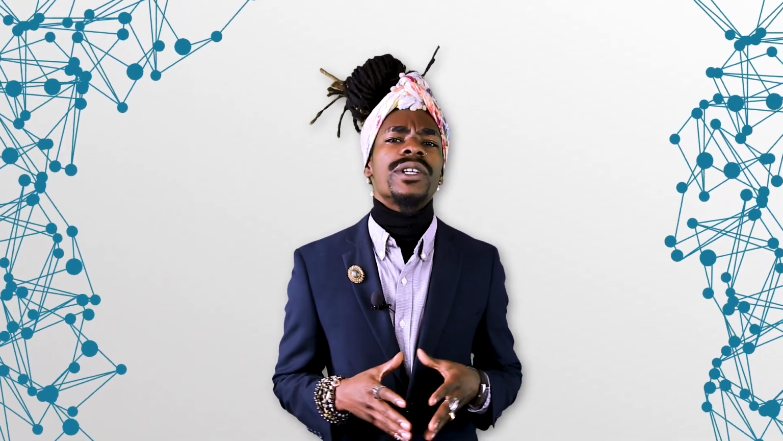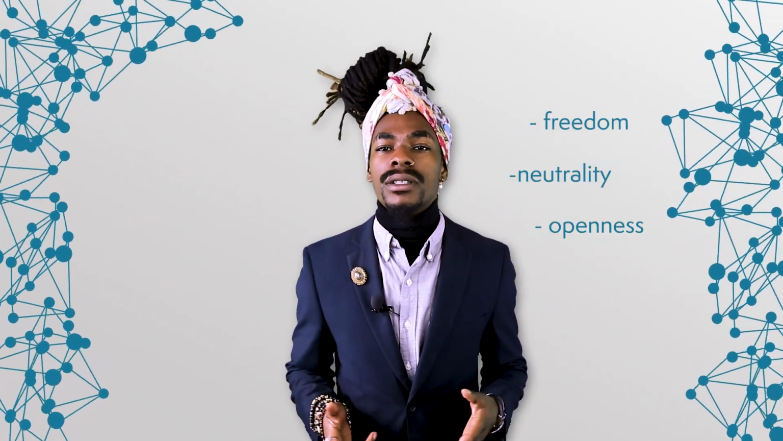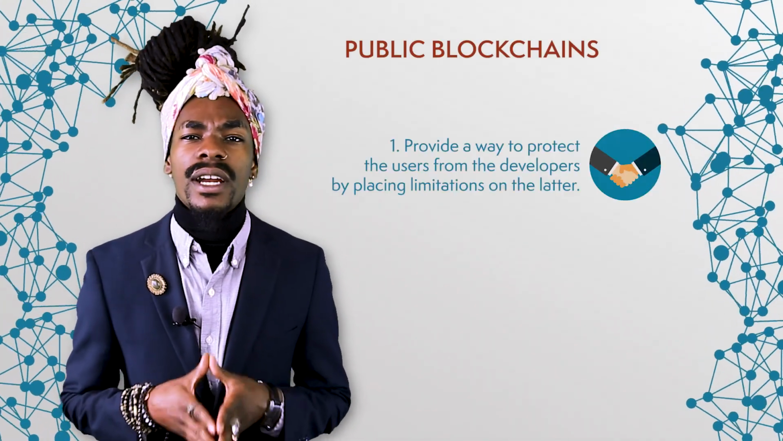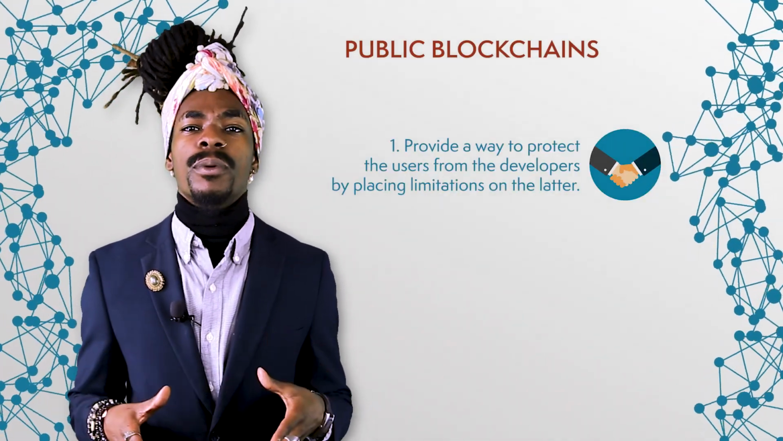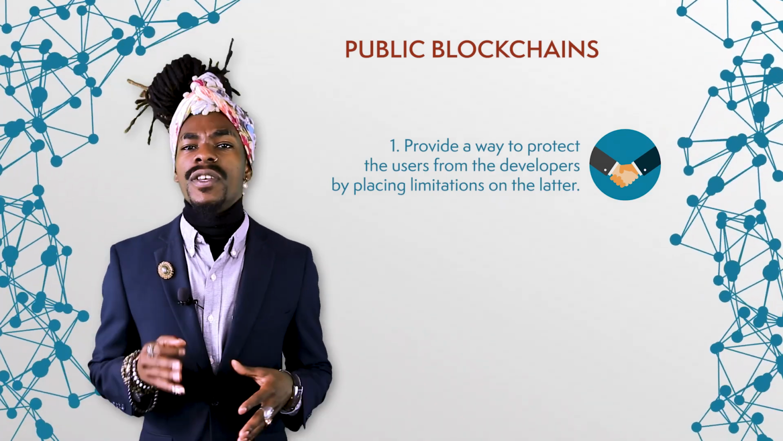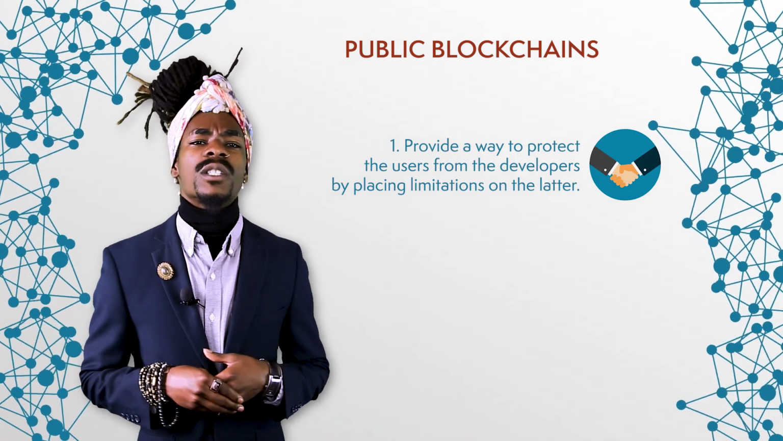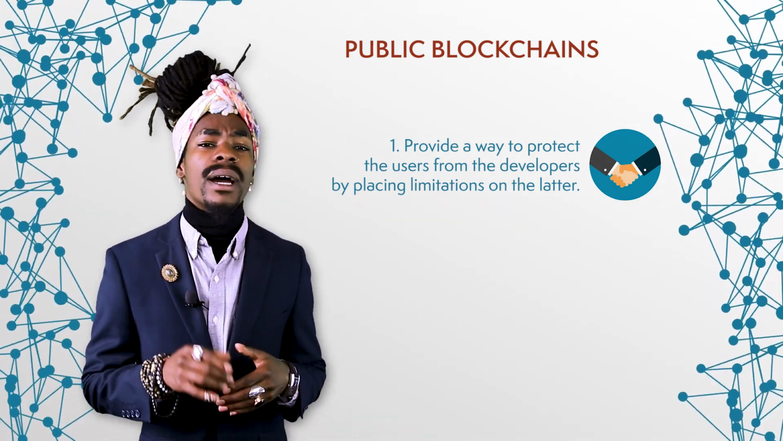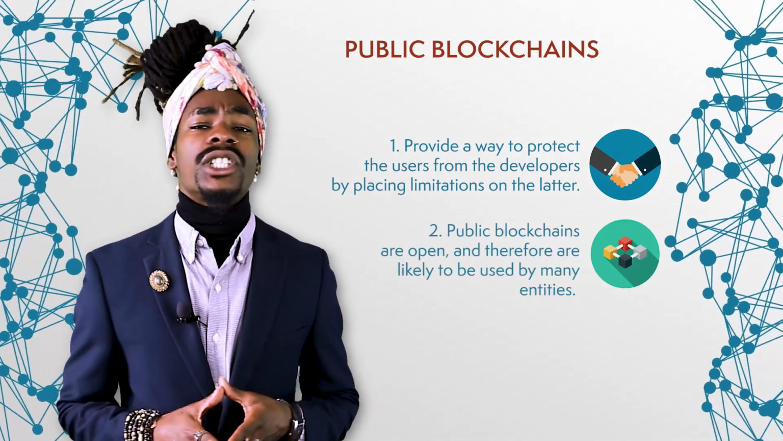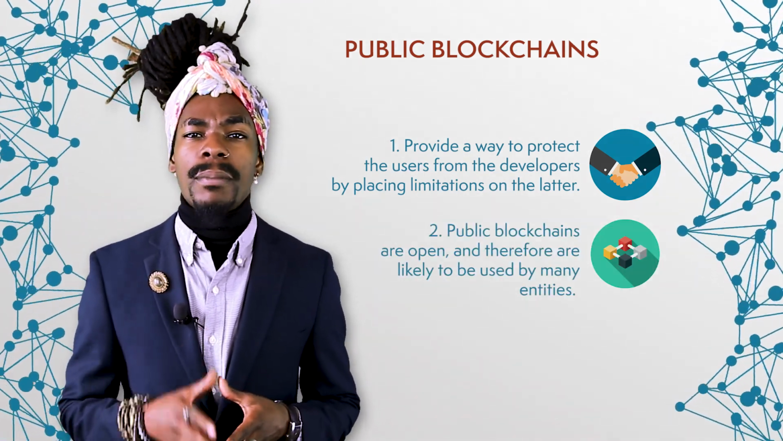Given all of this, it may seem like private blockchains are unquestionably a better choice for institutions. However, even in an institutional context, public blockchains still have a lot of value due to the advantages that are associated with them. The most prominent of these are freedom, neutrality, and openness. For example, public blockchains provide a way to protect the users from the developers by placing limitations on the latter. This might be done to increase trust between the community and the developers, or to eliminate possible censorship requests, for example, extended by the government. Secondly, public blockchains are open and therefore are likely to be used by many entities.